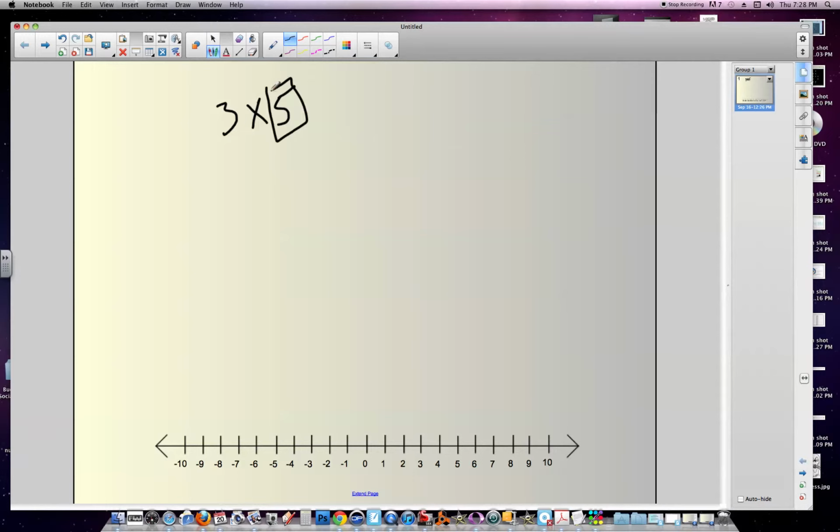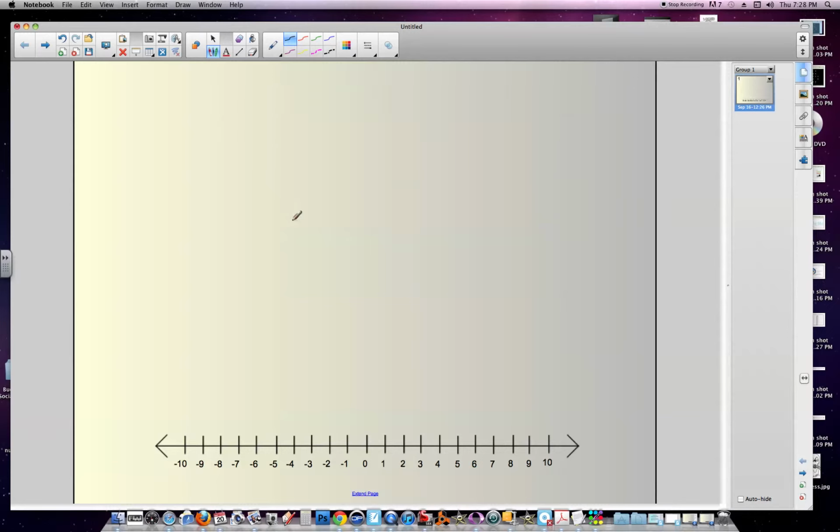This is called the term, and this is what we're counting by. The first number is called the coefficient. That's how many times we need to count up by the term. So from 0 we go to 5. Another 5 would be 10, and a third 5 would be 15. And therefore, 3 times 5 equals 15.